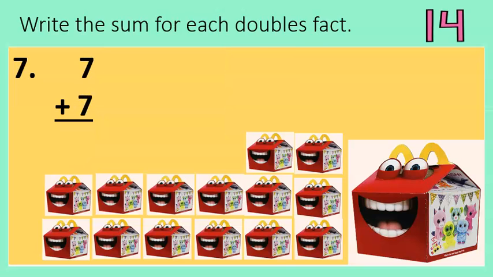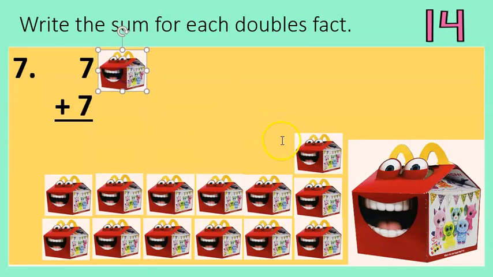Now, let's go to another example here. We have here a doubles fact again. Why? Why is this a doubles fact? Because we have 2 numbers that are the same. We have 7 on top and 7 at the bottom. Therefore, it's a doubles fact. Now, since 7 is here, we need 7 of our Happy Meals up here on top and 7 Happy Meals at the bottom. Let's start with the top number first.